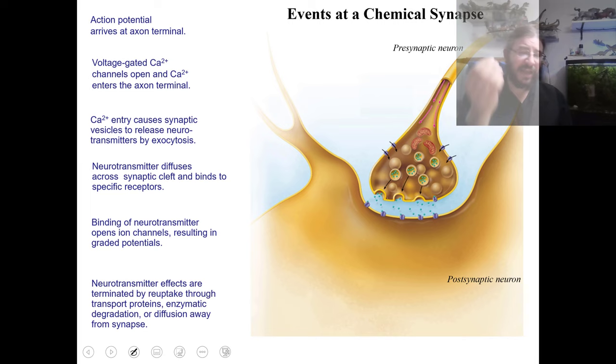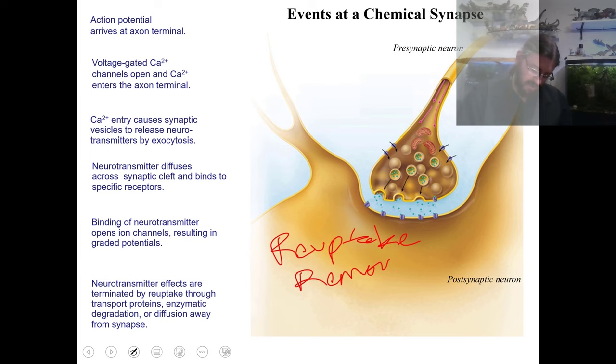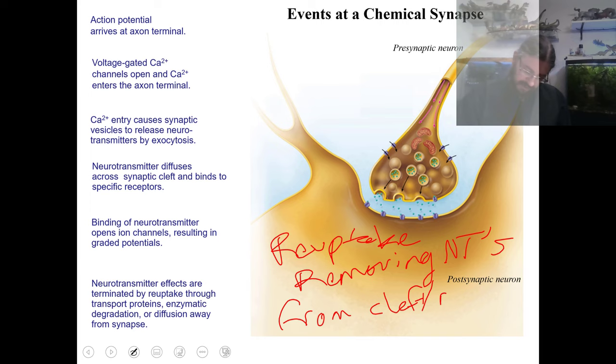Reuptake is removing neurotransmitters from the cleft and the receptors. Reuptake stops the response. There's multiple different ways to get reuptake. Ultimately, reuptake stops the response. Then you can recycle your stuff and make more. Ta-da! Okay, so events at the chemical synapse.